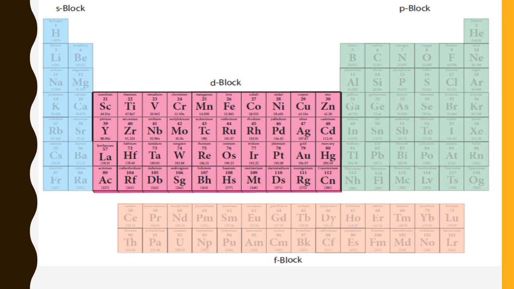The S block elements, as we know earlier, are called metals. P block elements are non-metals. Here the D block elements, transition elements, are also metals. But the metallic character decreases from left, S block elements, to right, P block elements. Okay.